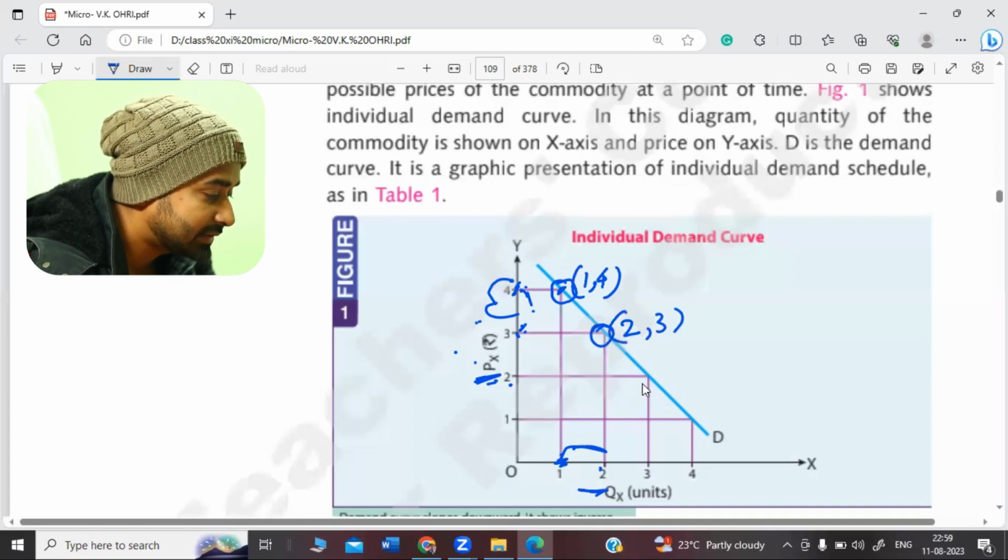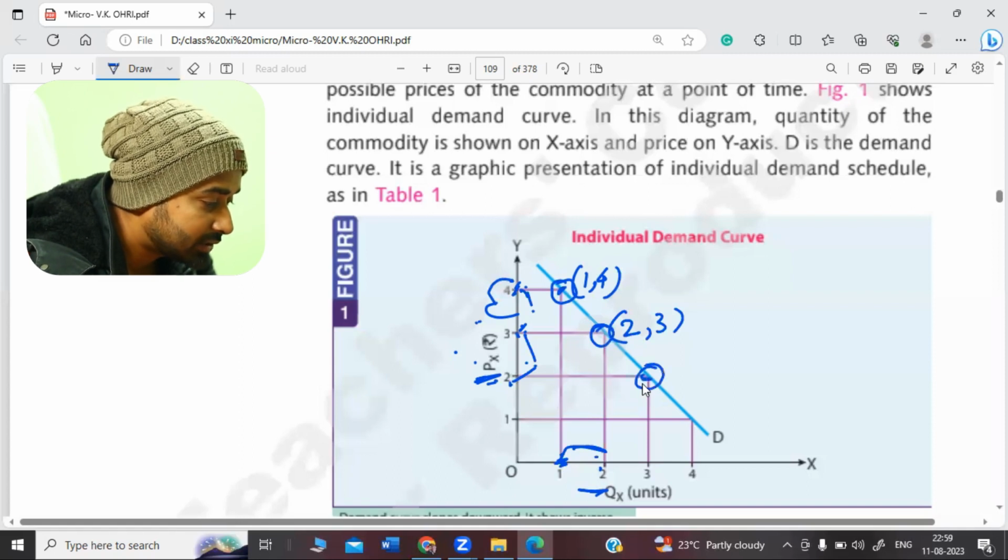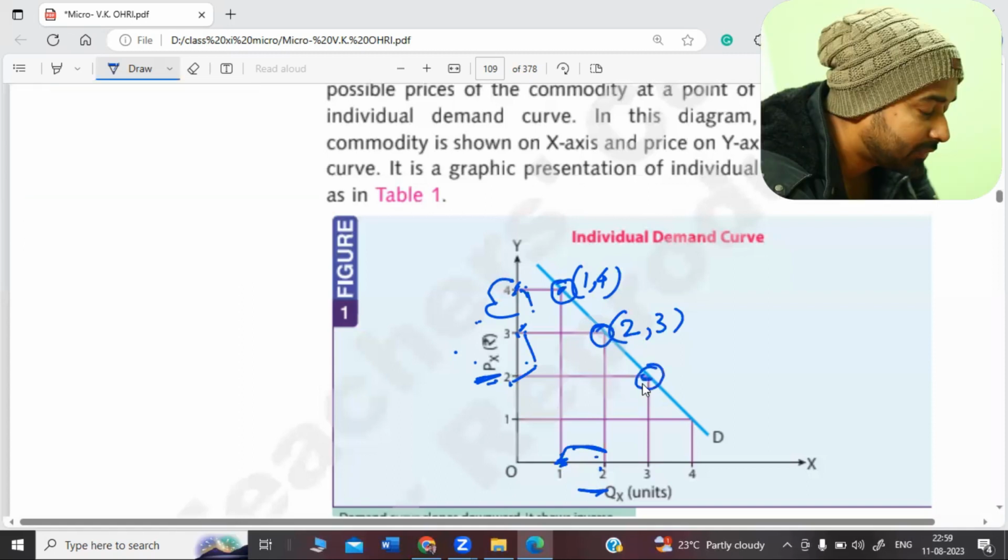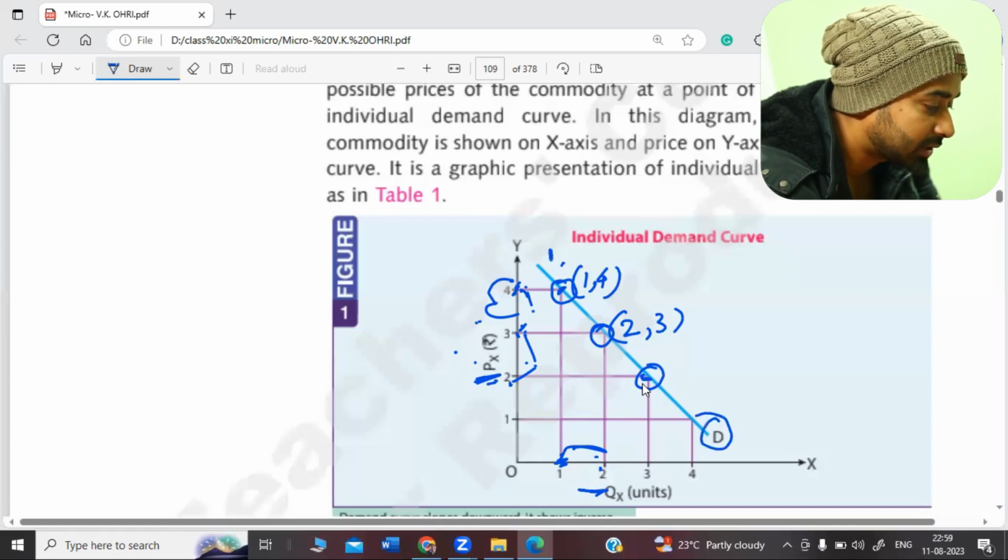Next one is that the price decreases from 3 to 2, and demand increases from 2 to 3, as you could find out. Now if I match all these points together with a line, that line is known as the demand curve. So that D curve is the demand curve. The boxes and all those things, have you seen them? It is not compulsory to make them.